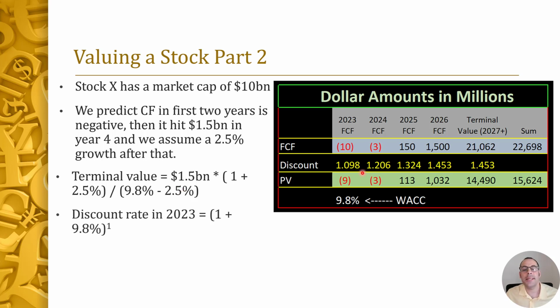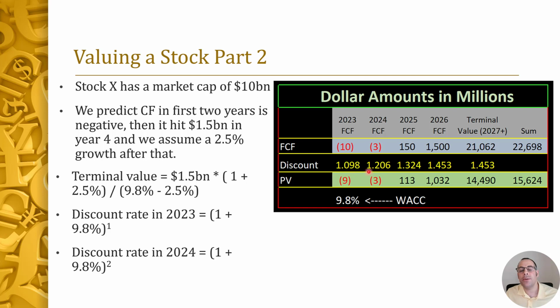So we need to apply a discount rate because we have to present value the dollars into today's numbers. So 2023's discount rate will be 1 plus the WACC raised to the first power, so 1.098. So we have to divide the free cash flow in 2023 by 1.098. 2024's discount rate will be 1 plus the WACC to the second power, 1.206. Then 1 plus the WACC to the third power, to the fourth power, and we use the same discount rate in the terminal value, 1.453.